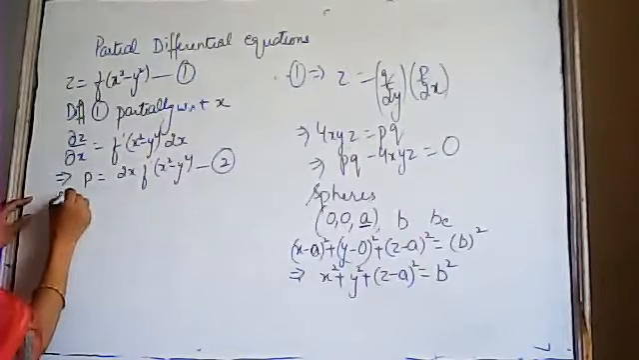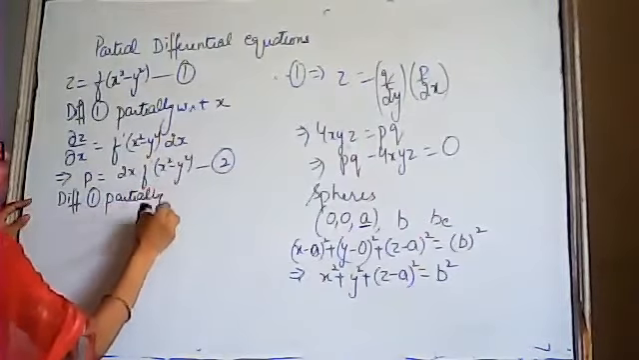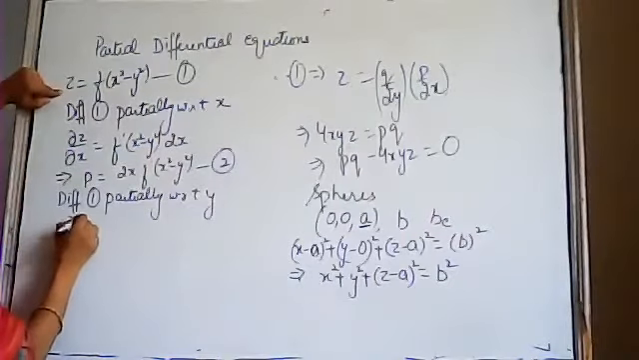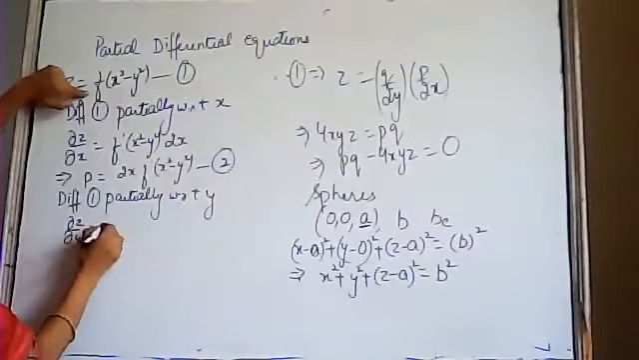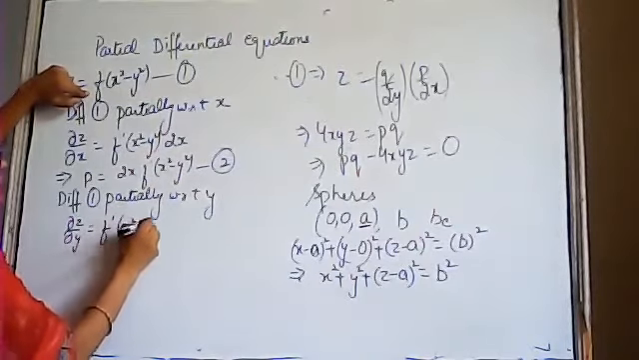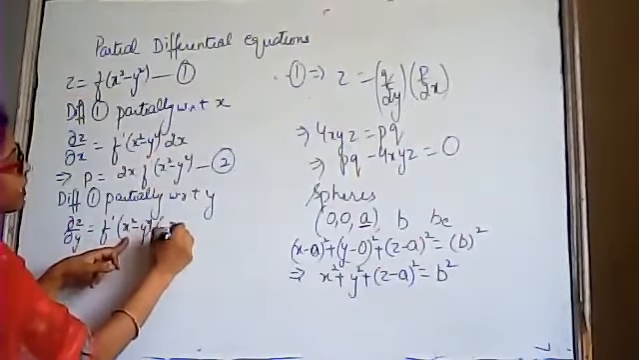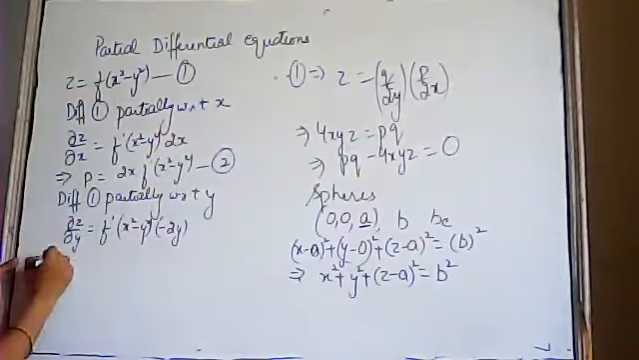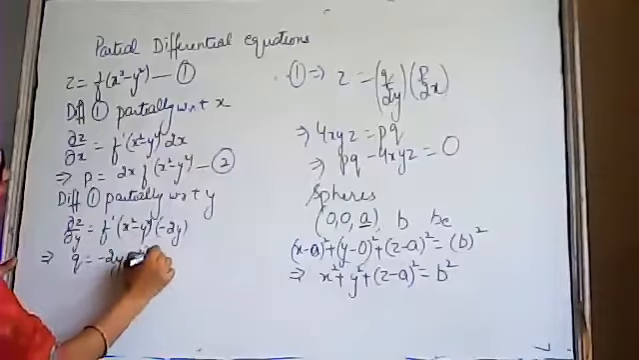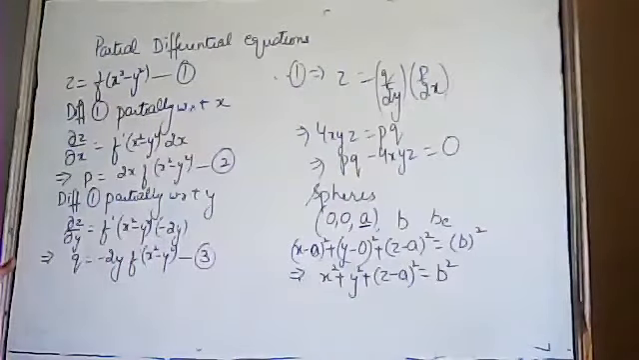After that, again differentiating equation number 1 partially with respect to y. So we get curly z upon curly y is equals to, first of all, we will differentiate the function. It will be f dash into x square minus y square. After that, differentiation of this term, it will be minus 2y. So it can be written as q is equals to minus 2y into f dash x square minus y square. This is equation number 3.